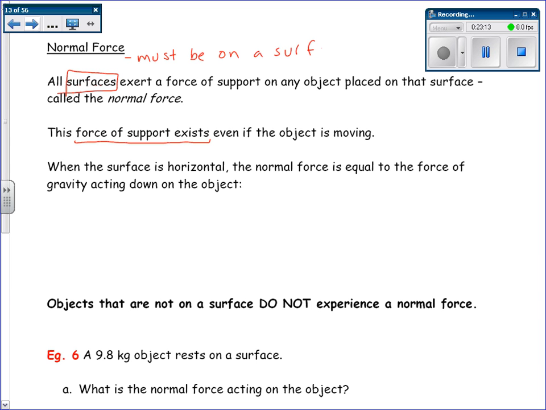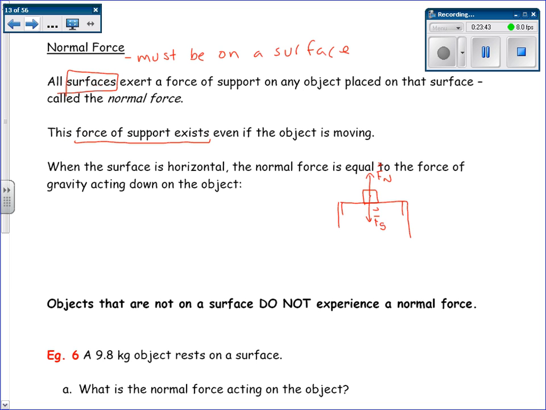So a falling body, which is what we call any kind of projectile that's moving through the air, doesn't experience a normal force. All surfaces exert a force of support on any object placed on that surface, and that's called the normal force. This force of support exists even if the object's moving. And when we're talking about a horizontal surface, so something like a table, and if we just have an object sitting on a table, then the force of gravity that's acting down on that object is equal to the normal force that's acting up.